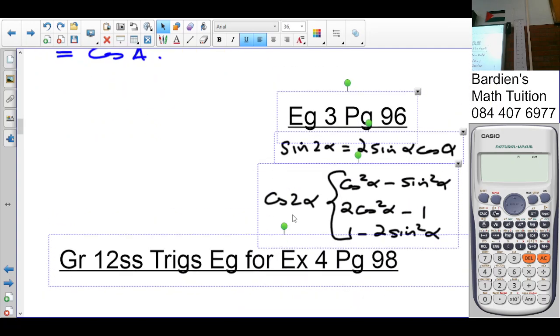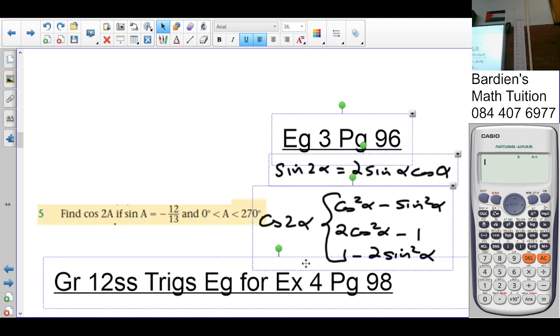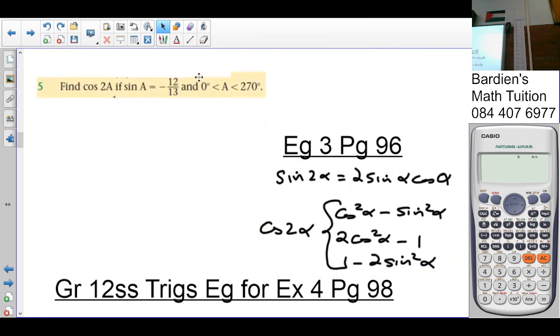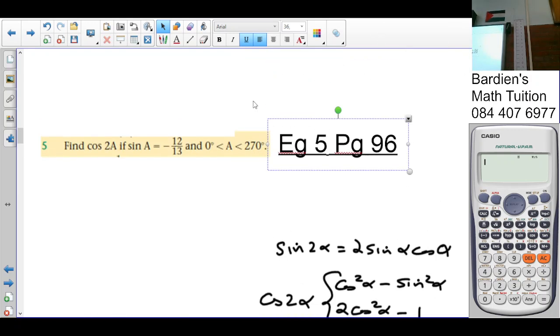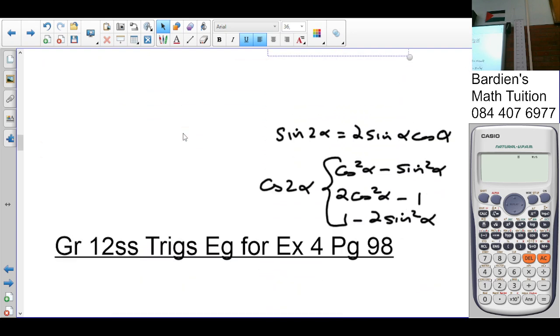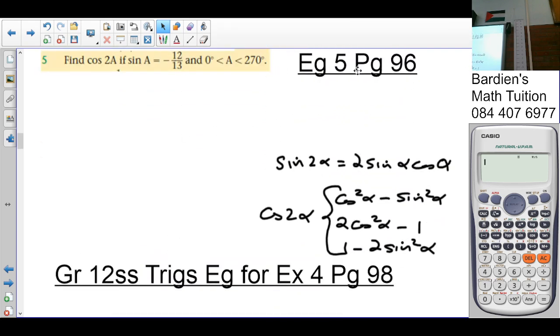Let's carry on. Now the fifth example. Example 5 on page 96. Alright. So here we are told to find cos of 2a, if sine of a is equal to negative 12 over 13 and a is greater than 0 but less than 270.